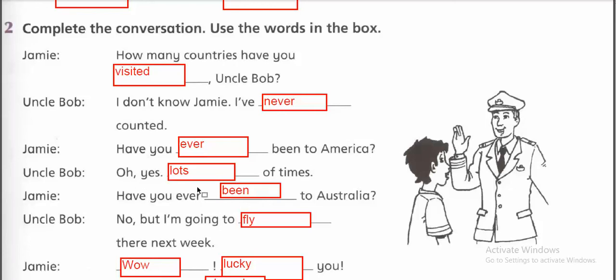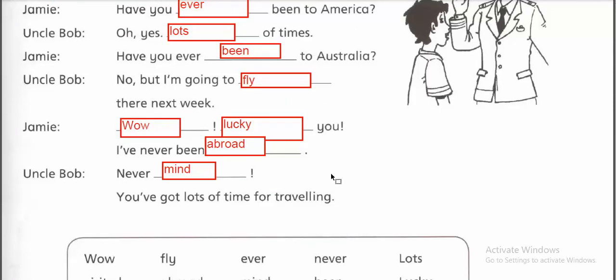Oh, yes, lots of times. Next. Have you ever been to Australia? No, but I'm going to fly there next week. Verb 1 because we have to.